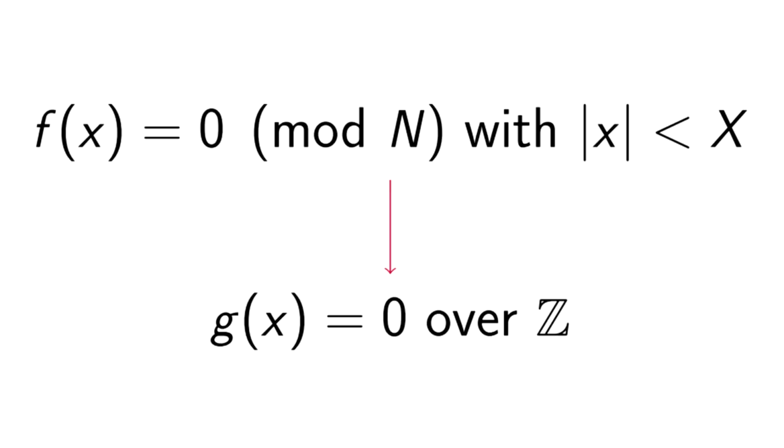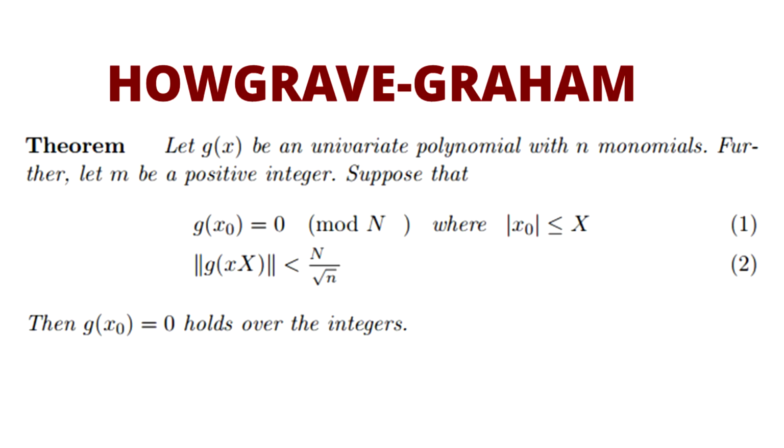So how do we find that new polynomial with the same root but over the integers? Well, Howgrave-Graham, who simplified the attack a few years later, gives us this beautiful theorem. So imagine you have this g, this polynomial which has the roots we're looking for, modulo n, and we know that this root is small enough, it's upper bounded by big X, right? So we know an upper bound for this root. And Howgrave-Graham tells us that if we take the norm of the new polynomial made out of the first polynomial and the upper bound, and if this norm is upper bounded by a specific number, then we know that this polynomial has its roots over the integers. And so we can calculate its roots over the integers instead of modulo n, because it's easier.